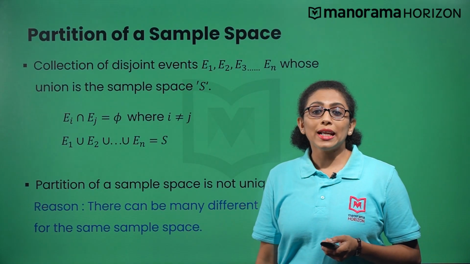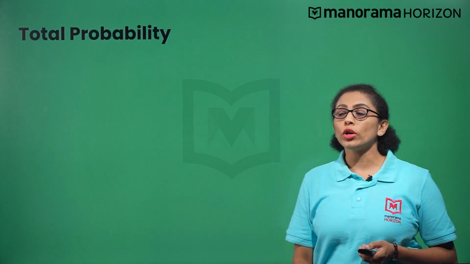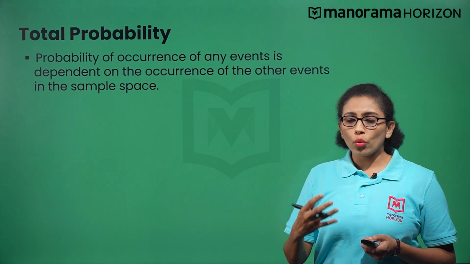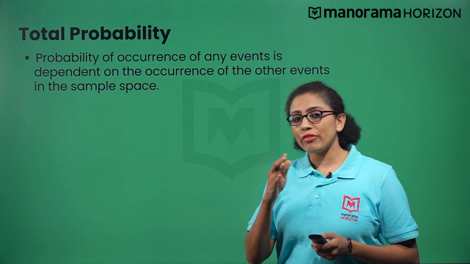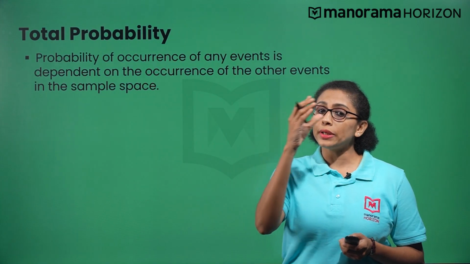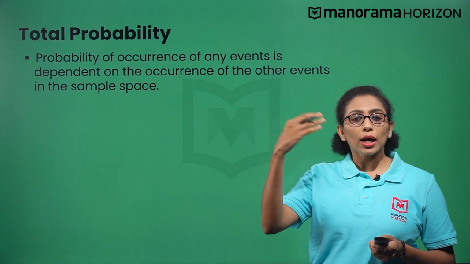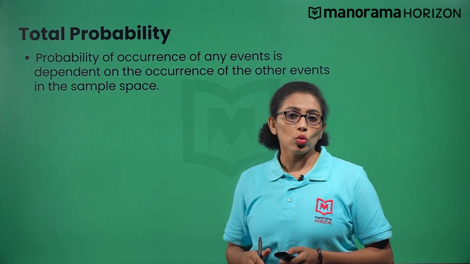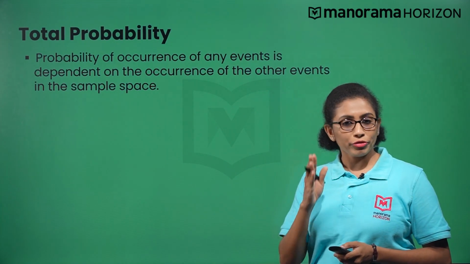Next, we will develop an idea about total probability. Now, when the probability of occurrence of any of these events in the sample space is dependent on the occurrence of other events, then total probability is to be used to find the probability of that event.